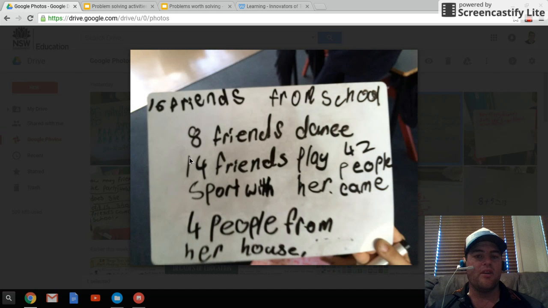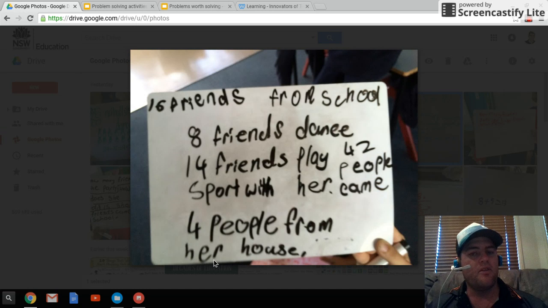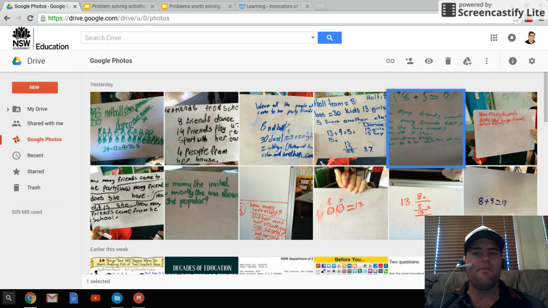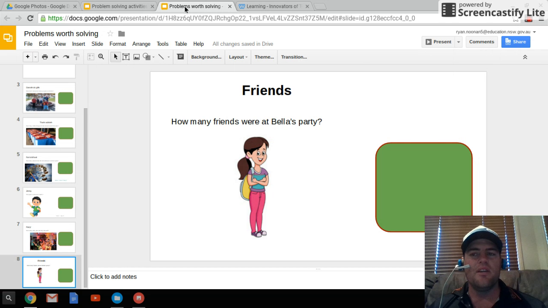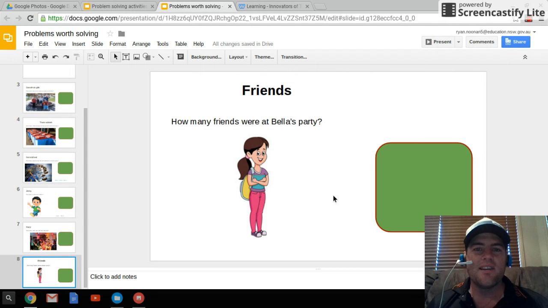This one, again, they've divided into different sections of where they would get the friends from, added them together and come up with the final answer. Now, that involved a lot more communication and talking with each other and asking each other the questions and how many kids are in a netball team and how many kids are in a class and how many girls are in our class. And all of a sudden, they start forming their own problem. And there's no one right answer.